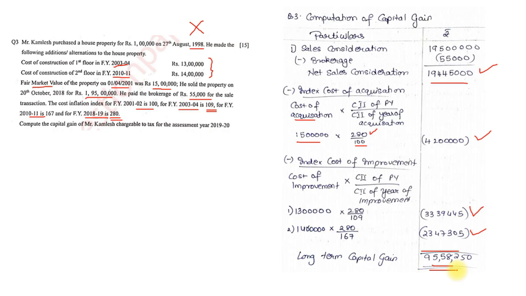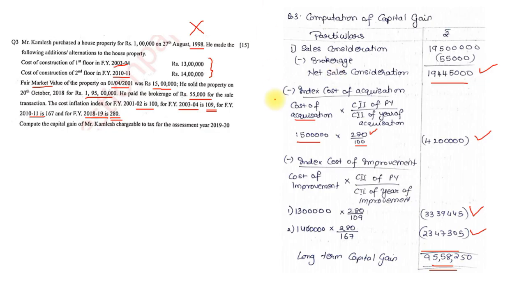Very simple. Just have to keep the format in mind, the three steps format: sale, index cost of acquisition, index cost of improvement. And if at all there are any new purchases, that also will get subtracted at the end. Nothing is added in this sum. From the start till the end, it's only less, less, less. That has to be remembered. So that was the second question, question number 3, that we solved in this video.